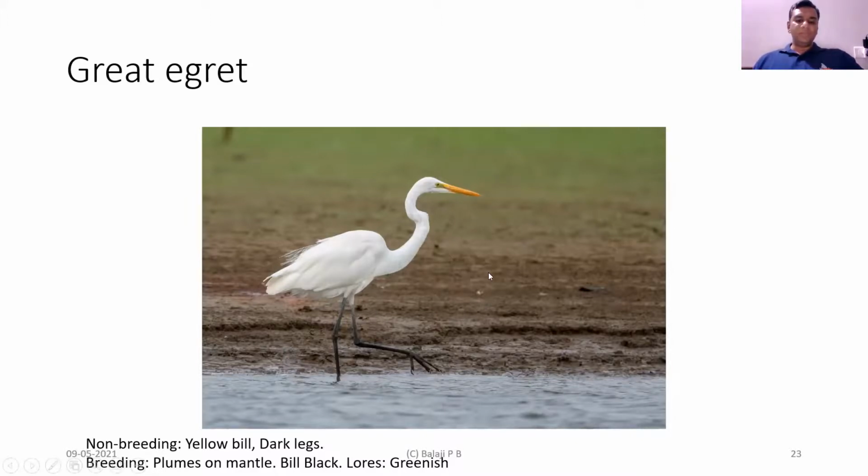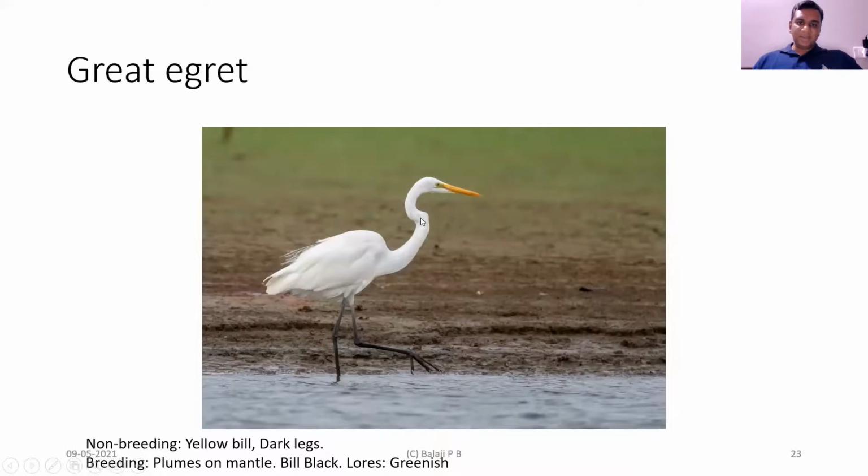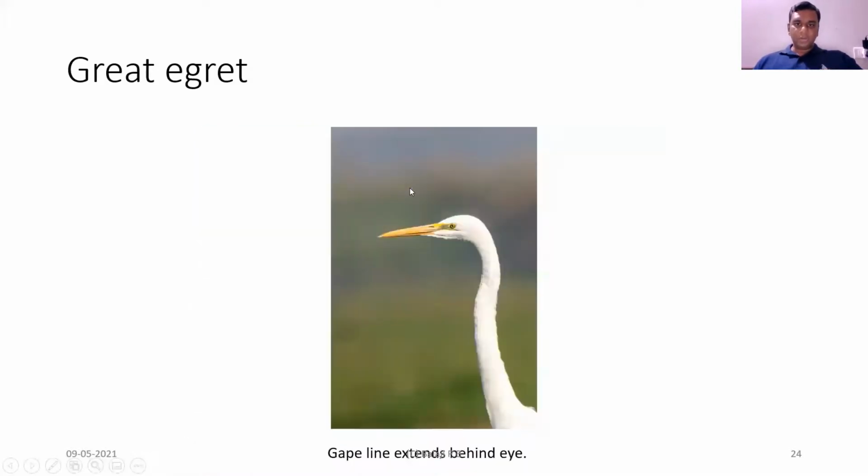And the lores of the great egret are greenish in the breeding plumage. I'll show you the picture in just a bit. So the main thing about the great egret is that it has a very long, slender neck, and it has a kink, a type of bend on its neck, which is very pronounced. You can appreciate it in the field. And the gape line as a differentiating factor from the intermediate egret, you can see that the gape line extends beyond the eye. I'll show you a close-up.